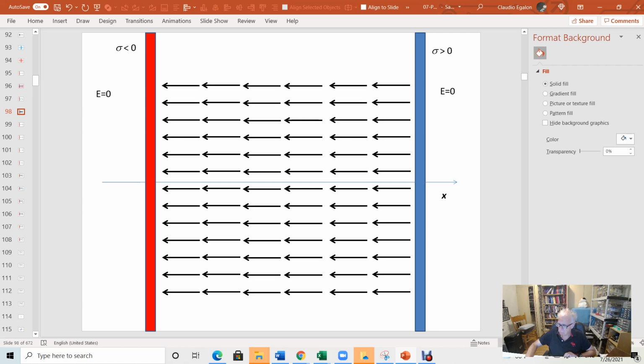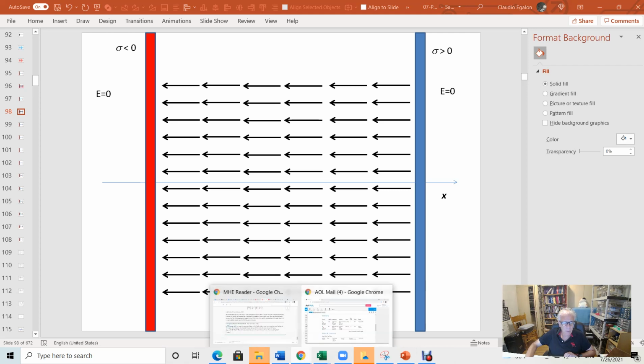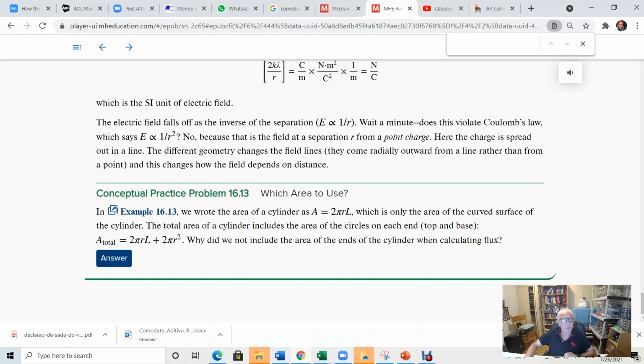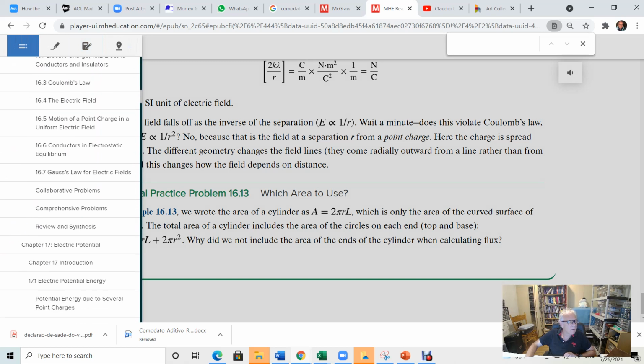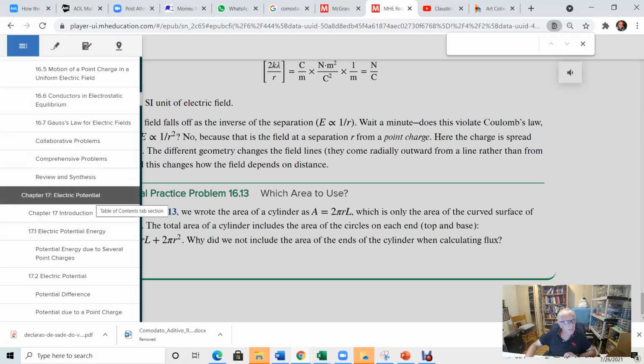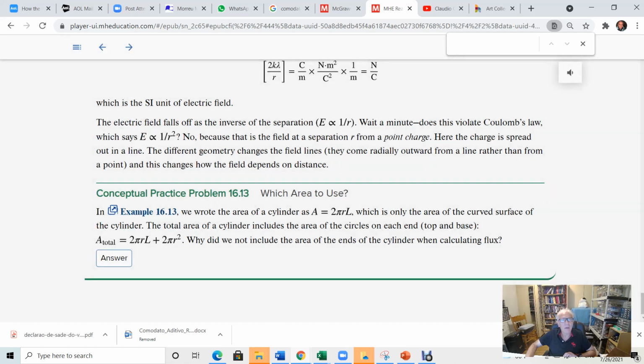So we're going to finish here, and we are done with chapter 16 in the book. Okay? Right in here, Gauss's law. That's Gauss's law. Gauss's law for electric fields. Next time we're going to do the electric potential, which was already somewhat covered in the lab. But now you're going to learn that for good. So thank you very much, and I see you again.